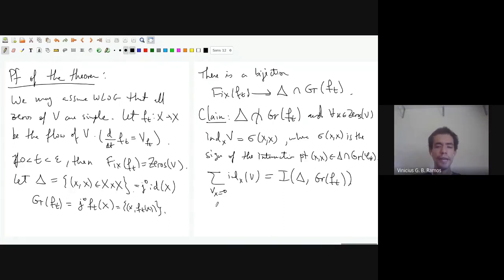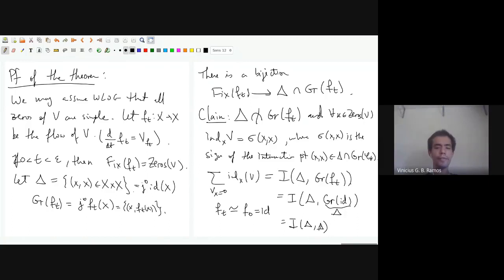But now, t is a fixed t, right? So if I fix t, which is strictly positive, this is actually homotopic to f0. The flow just gives me the homotopy as I move t, and f0 is the identity. So this is going to be equal to the intersection between delta and the graph of the identity. The graph of the identity is delta itself. So this is the intersection of the diagonal with the diagonal.